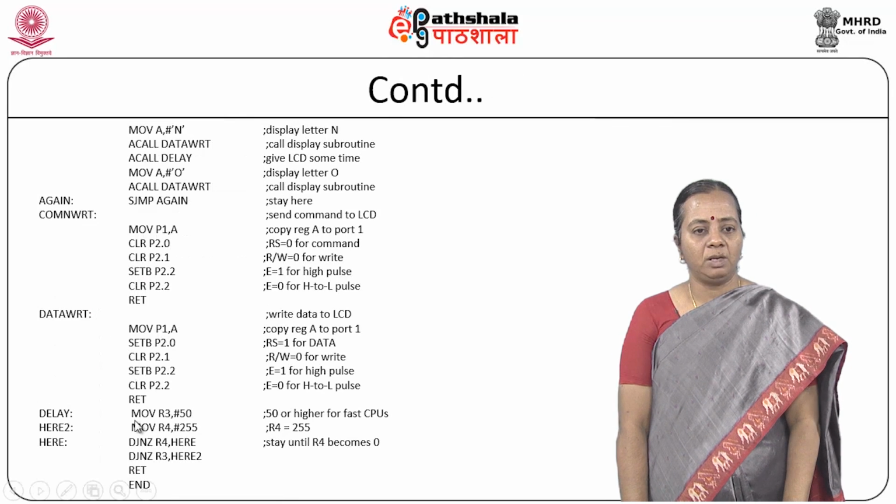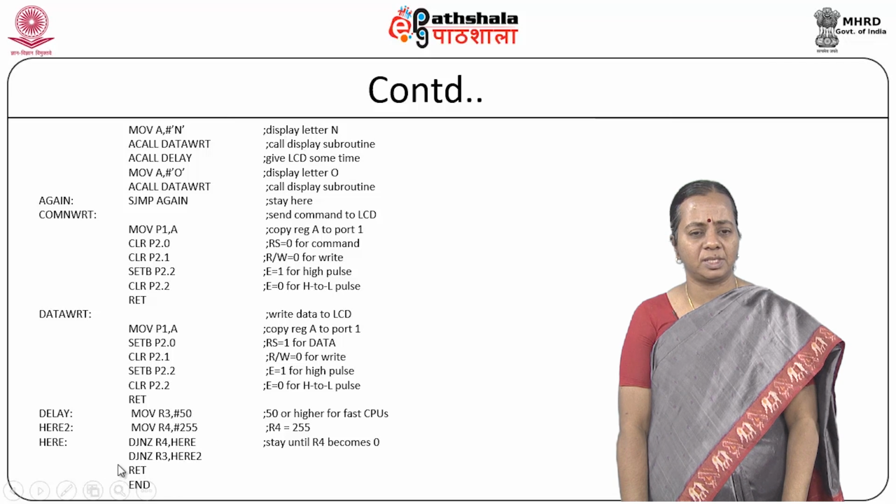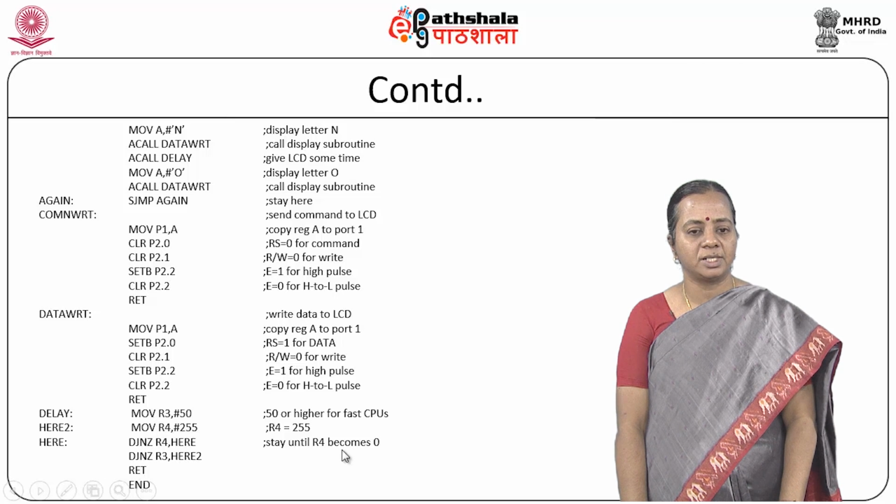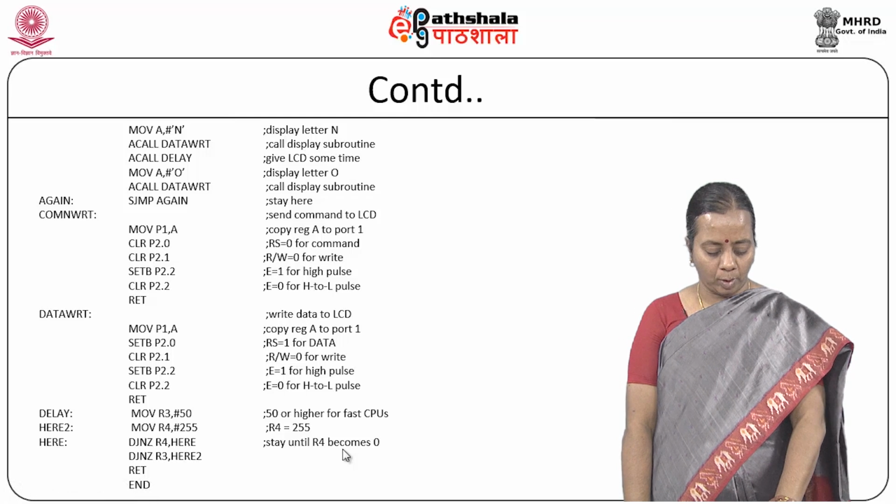So, the delay routine which we have written over here is one where R3 is moved with 50 and R4 is moved with 255. First, DJNZ R4 decrements R4 because it is a nested loop. If R4 is 0, R3 is decremented one time. So, the loop is rotated 50 into 255 times, with no work done, which generates a delay so that the LCD will recognize the command and process it.